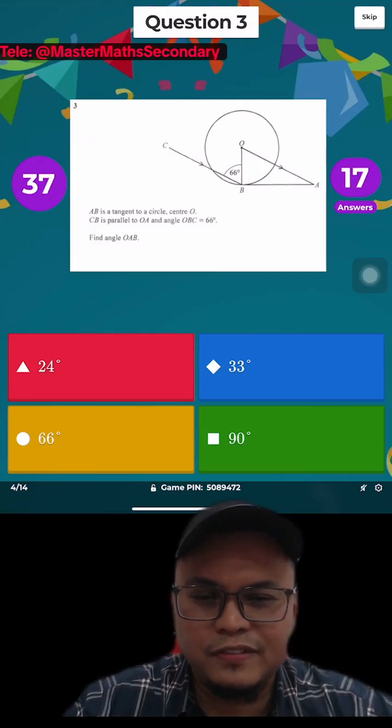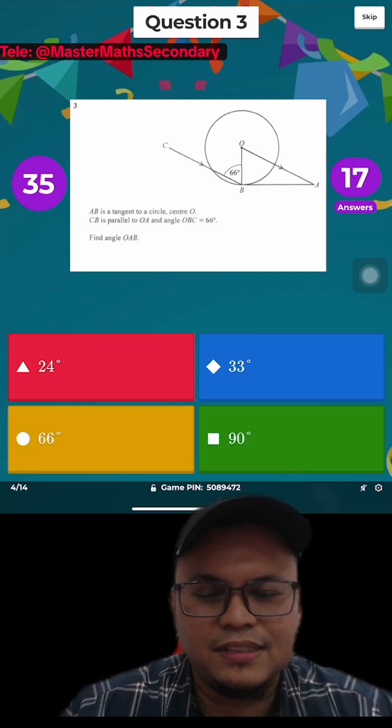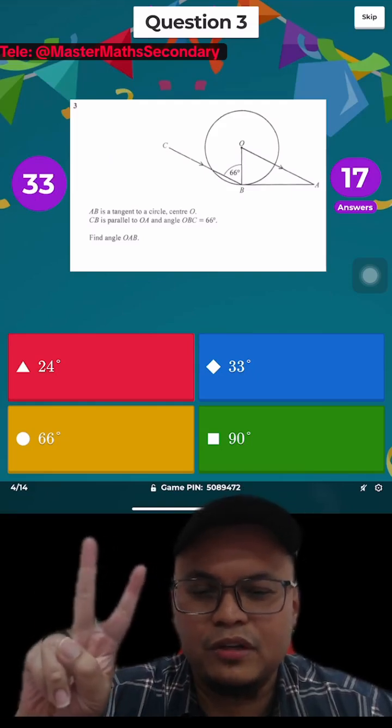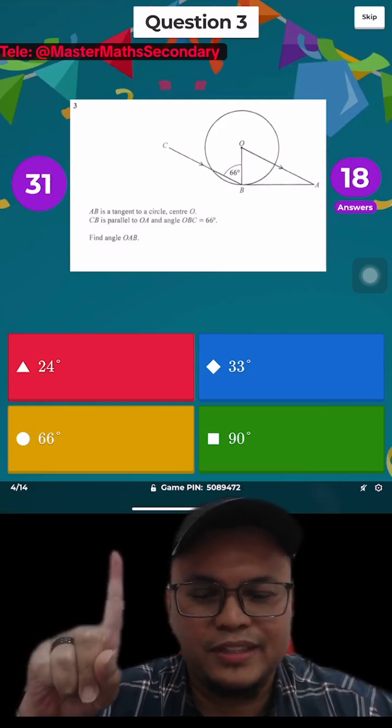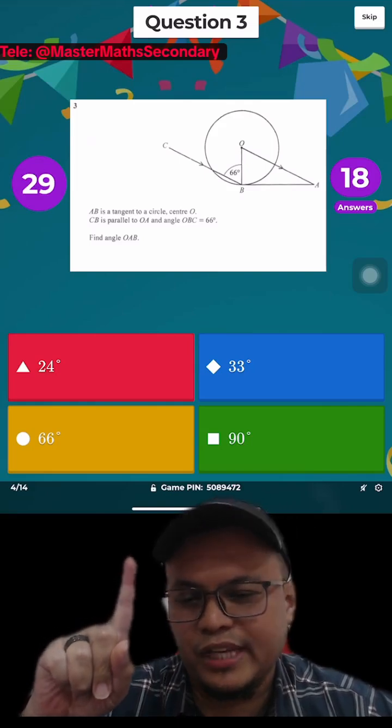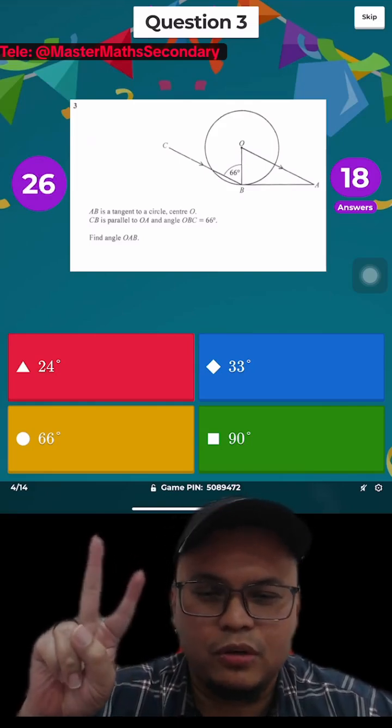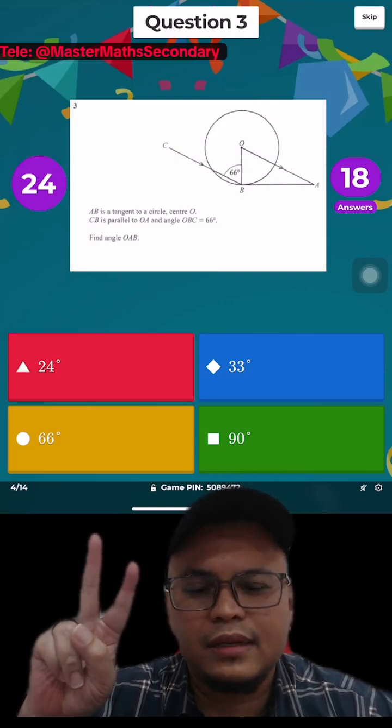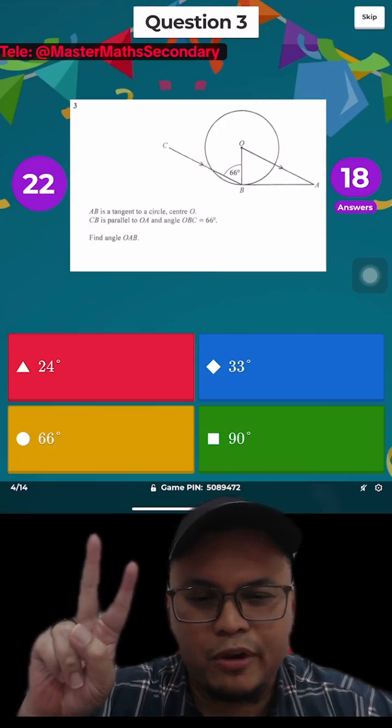This one involves circle properties and your angle properties. So 2 things to make use of: your circle properties, because you have a tangent there, so make use of your tangent property. Then use your angle properties, because you have your parallel line properties there.